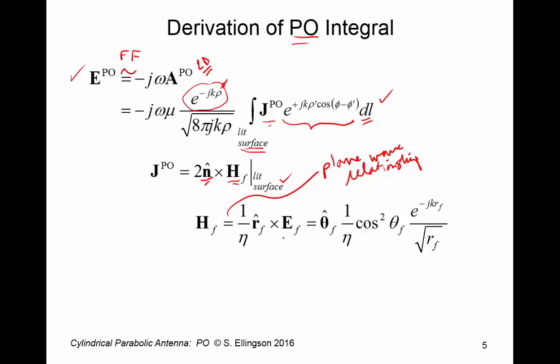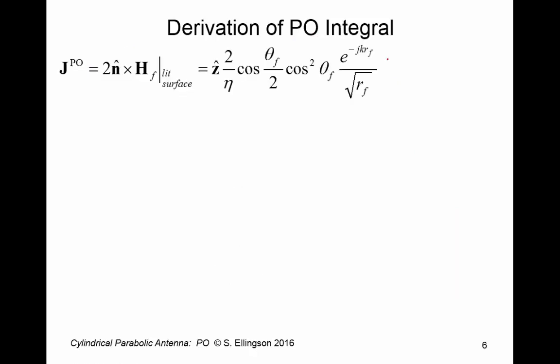And we already have an expression for E. We wrote it down on the previous slide. So we obtain this expression for H. We need an expression for the surface normal. That comes from the geometry of paraboloids. Here is the relevant expression. So now we simply need to plug these expressions back into J_PO and then subsequently into the radiation integral.